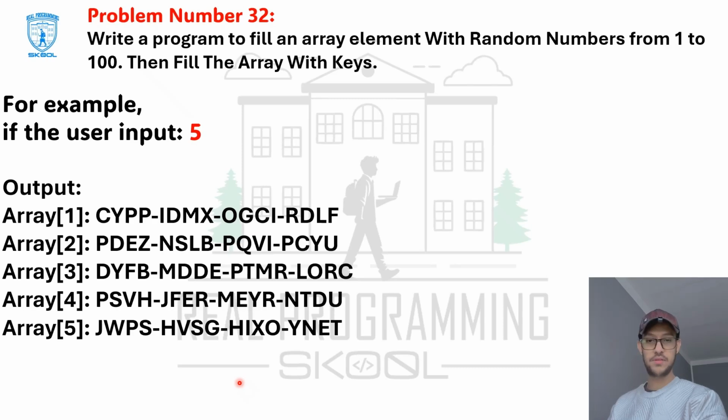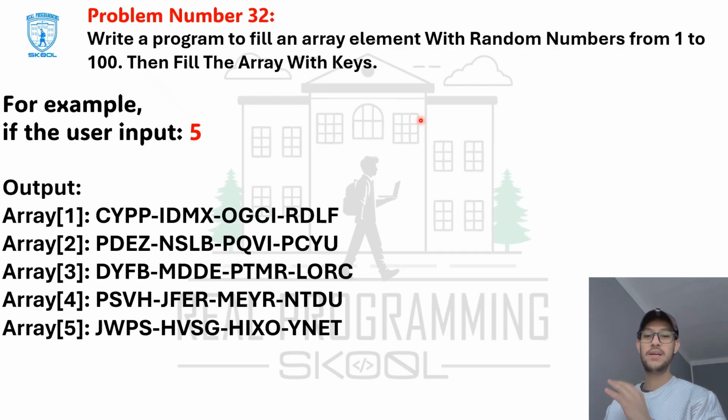Today we're going to have problem number 32. Write a program to fill an array elements with random numbers from 1 to 100, then fill the array with the keys. We take before generate keys, right? So in this problem, we want to fill the array with that keys.